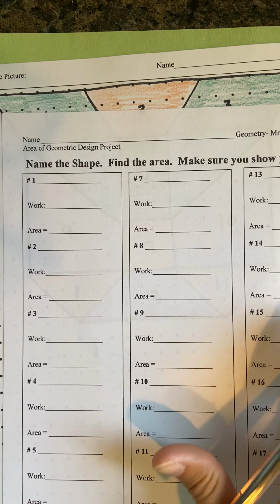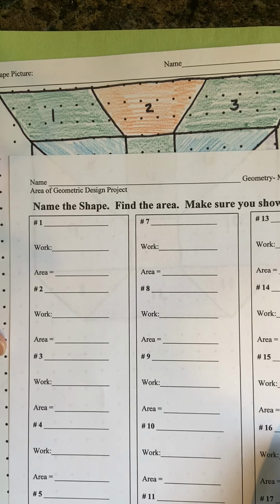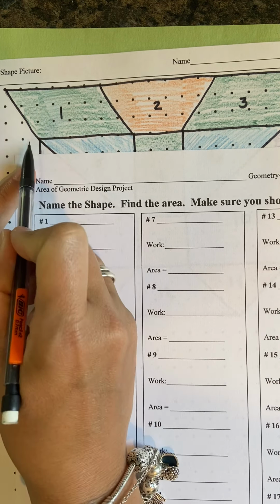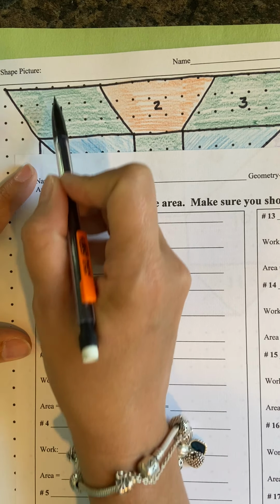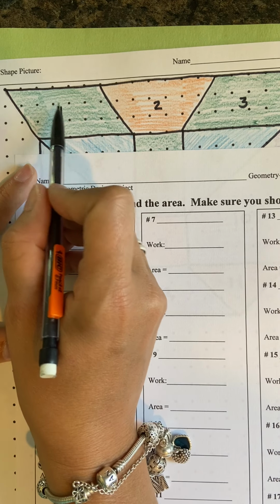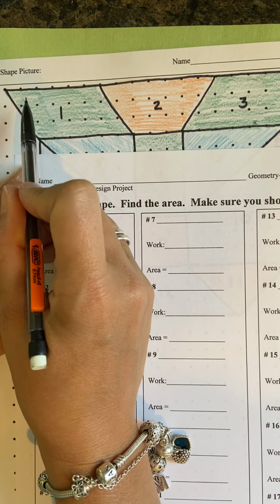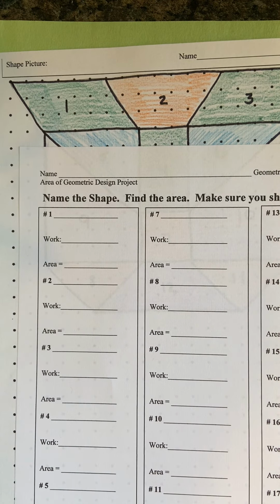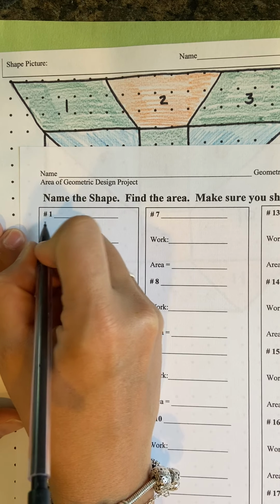Okay, so for mine, shape number 1, it's a parallelogram, because remember, parallelograms, the top and bottom are parallel, the left and right are parallel. And remember also with parallelograms, the opposite sides are congruent, okay? So if you look at your formula chart, so I'm going to go ahead and say number 1 is a parallelogram.